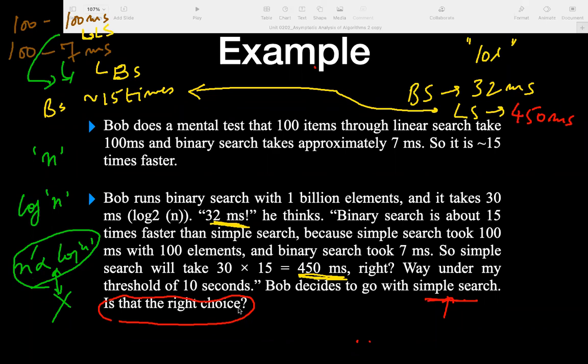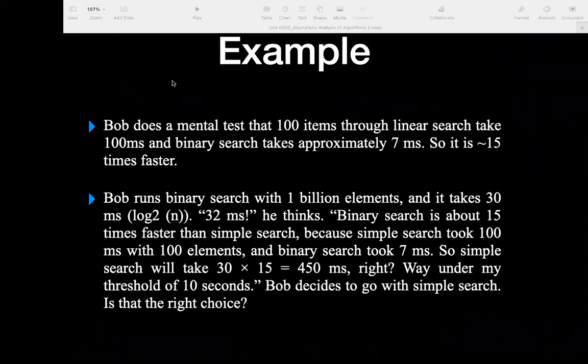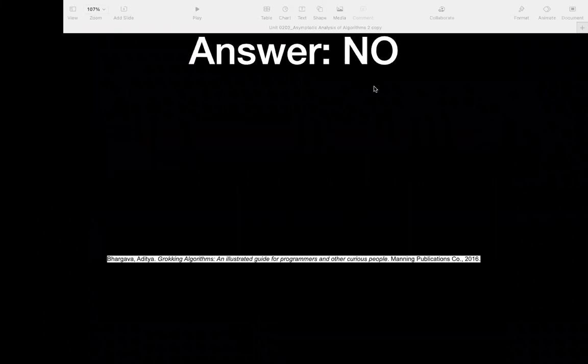Now he said that binary search will take 32 milliseconds, correct? And therefore he said that linear search is going to take 450 milliseconds, which is wrong. Can you give me an approximation? How much time will it take? Any approximation, I mean. Yes, right. So it is going to take 1 billion seconds. Let me quickly go to the answer, so that we can have a look at it.